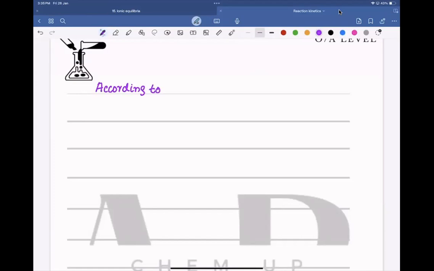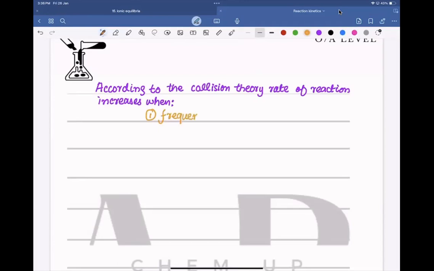So we can conclude over here that according to the collision theory, rate of reaction increases when frequency of the successful collision increases. Is this point understandable?